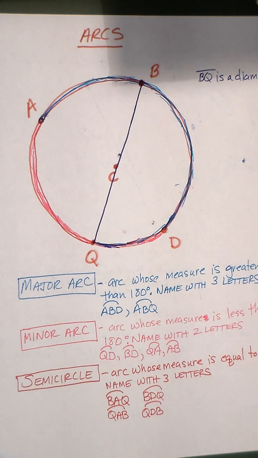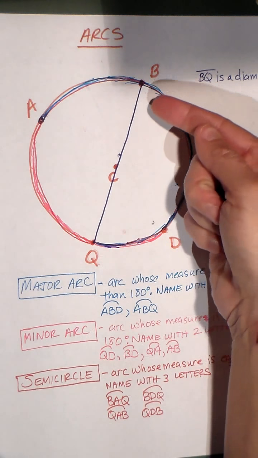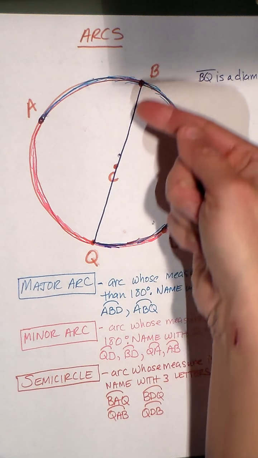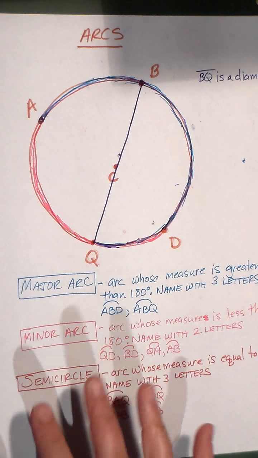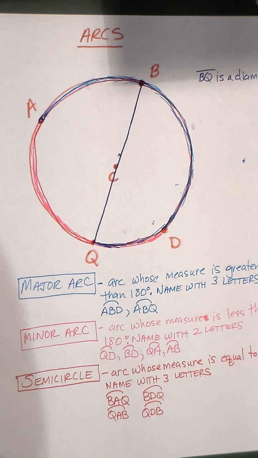So again, we have major arc, which is an arc that's greater than 180. We have a minor arc, which is an arc that's less than 180. And we've got a semicircle, which is exactly 180. For the semicircle, you have to know that it's a diameter. Otherwise, you can't establish that you've created half the circle. And remember, a diameter is the longest chord in the circle, and it goes through the center. So these are your 3 different types of arcs.